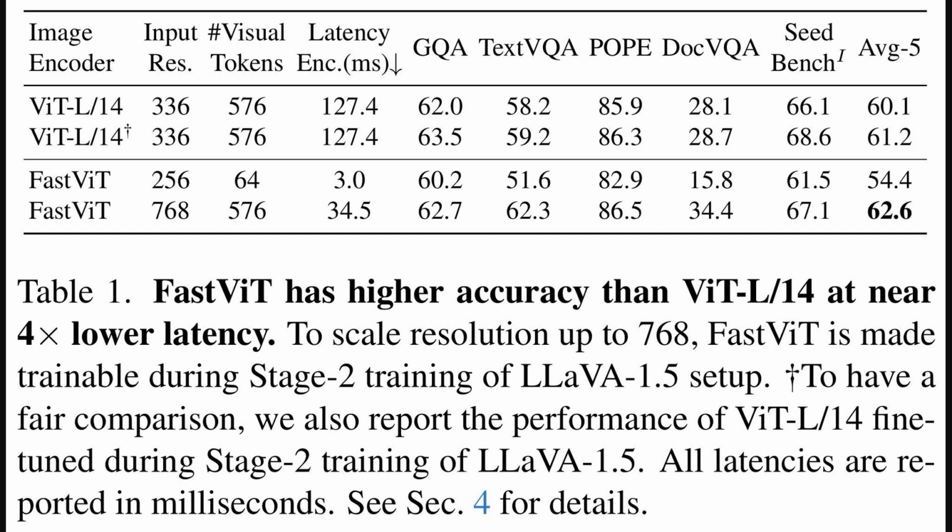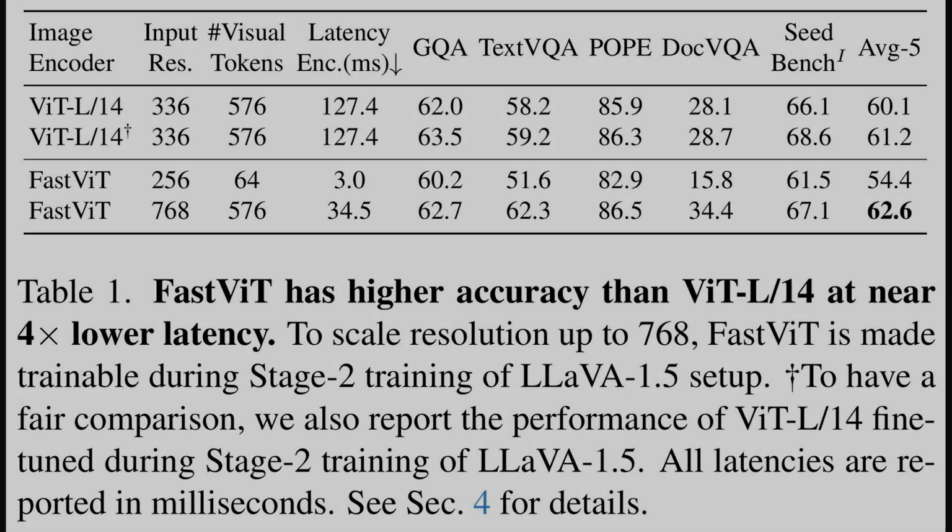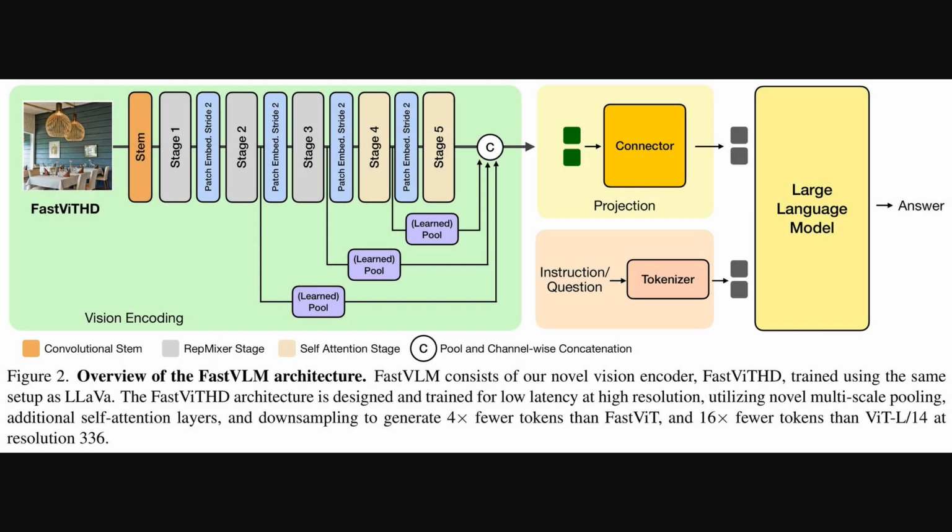So, looking at the numbers, FastViT, even when handling a higher resolution image at 768 pixels, gets a better average score, 62.6 compared to 61.2 for the vision transformer, and impressively, its vision encoding latency, that processing delay we talked about, is down to just 34.5 milliseconds from 127.4. That's significantly faster.